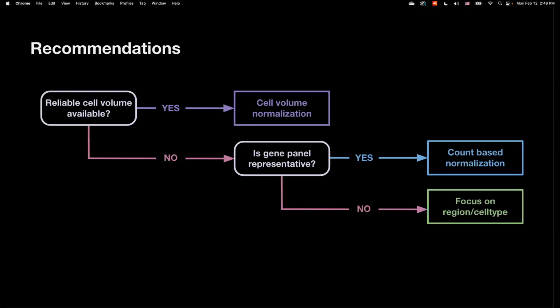However, if your gene panel is not representative of the tissue assayed, then total counts are likely not a reliable surrogate for cell volume captured. And in this case, we would probably recommend restricting subsequent analysis to the region or cell type that the panel was designed to probe. And so overall, this investigation motivates the need for new and specific statistical and computational methods that specifically consider imaging-based SRT technologies.